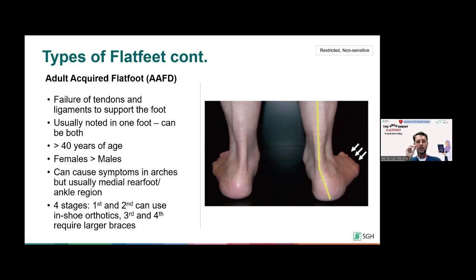There are 4 stages to this. The first and second stage, we normally can look at using in-shoe orthotics. So these are devices that will go inside the shoe. They are hidden away. You will not see that you're using them.